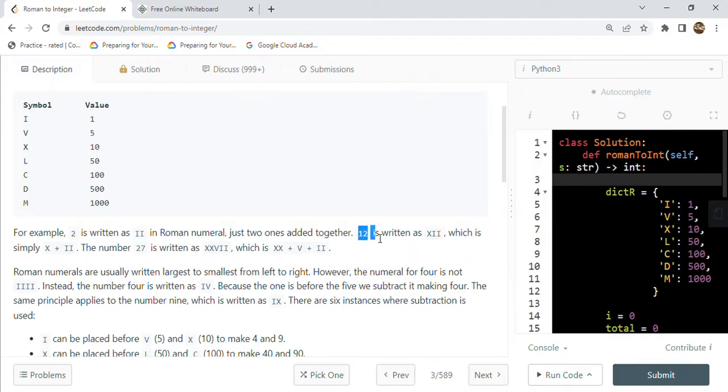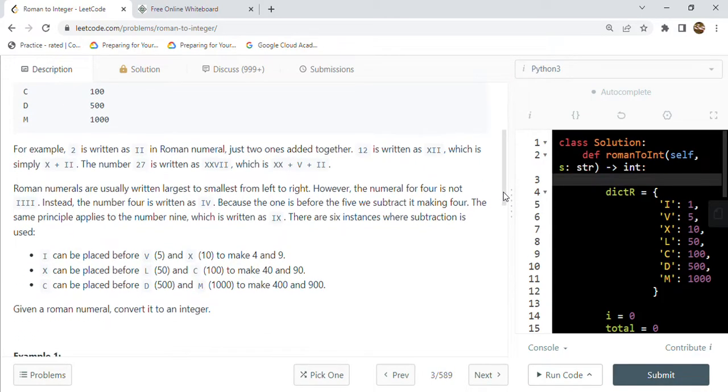Now, how is 12 written? 12 is written as X plus II, that is 10 plus 2, that is 12. The largest symbol will come first. The representation is largest to smallest. Now how is number 27 written? 27 is written as XXVII, 10 plus 10 plus 5 plus 2. Here also it is from largest to smallest. 10 is the largest of all these, and then comes the smaller one.